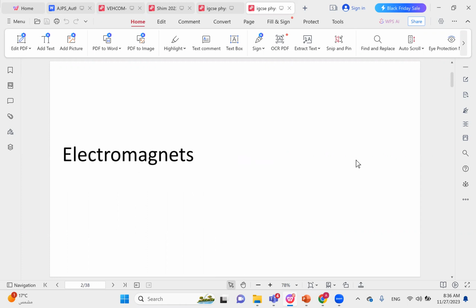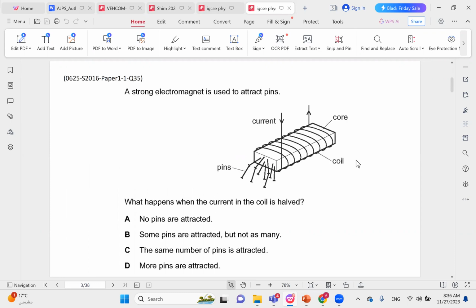We shall begin with some questions on electromagnets. A strong electromagnet is used to attract pins. What happens when the current in the coil is halved? So, does it stop becoming a magnet? No, it doesn't, because the current is not removed, it's just reduced. So it's still an electromagnet.